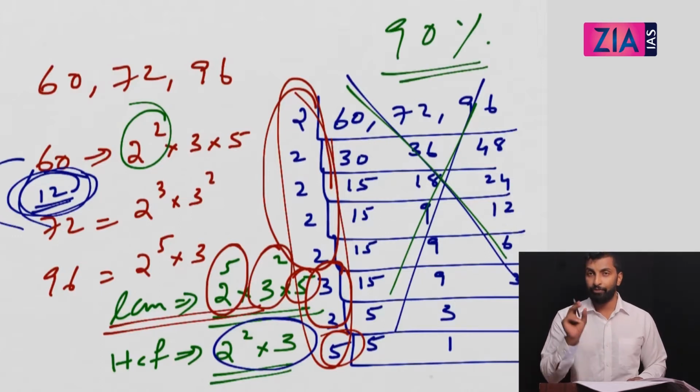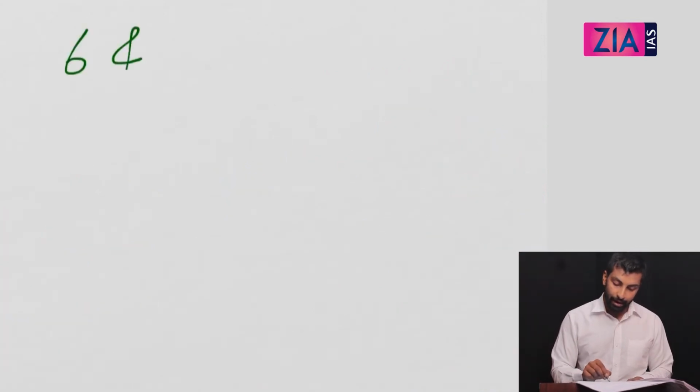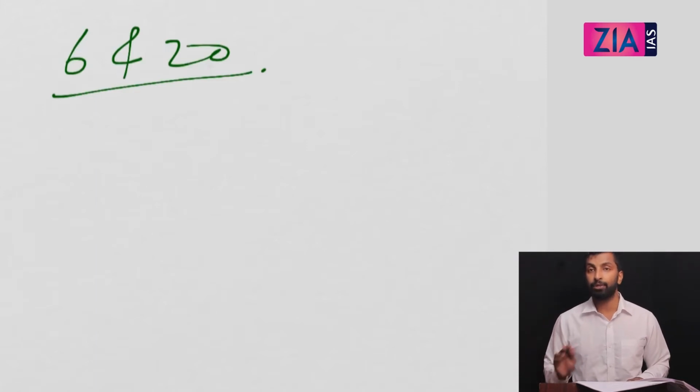Now, if you want to have more clarity, let me take some simple numbers. Let's take 6 and 20. Let's understand LCM and HCF through prime factorization by using a Venn diagram. Let's visualize.